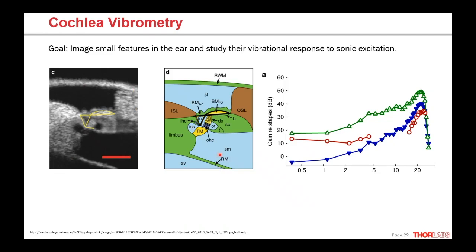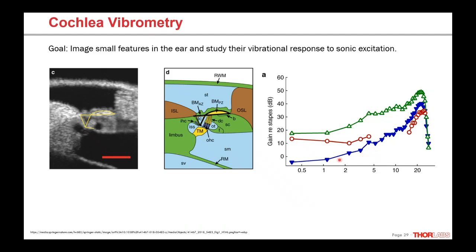You can already tell that these structures are really tiny, and you cannot see all the fine structure of the organ of Corti in the OCT image. But it helps you to navigate these really tiny structures. And then one can look at the vibrations at different positions.